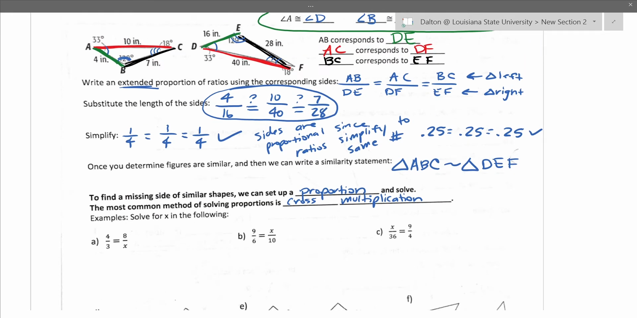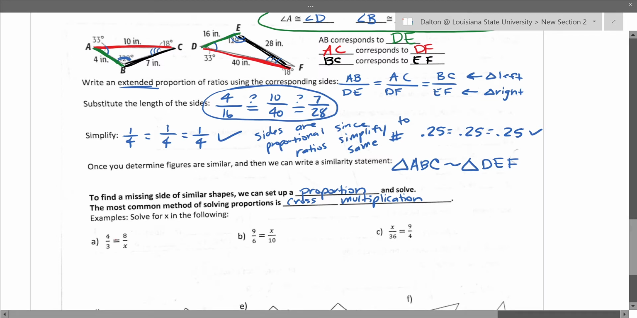So for part A, if I'm going to solve for x, I'm going to cross multiply. So I'm going to multiply the top part of this fraction on the left times the bottom part of that fraction on the right. So I'm going to do 4 times x and then 8 times 3. So 4 times x is 4x equals 8 times 3, or 3 times 8. It really doesn't matter the direction that you do it. So then that's going to be 4x equals 24. And then if I divide both sides by 4 to get x alone, I end up with x is equal to 6.